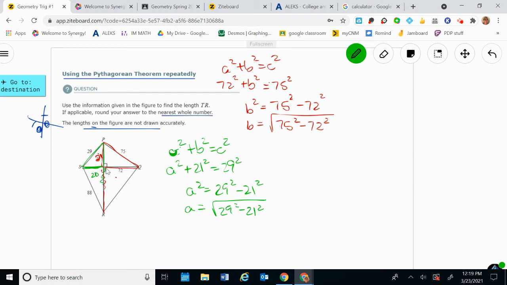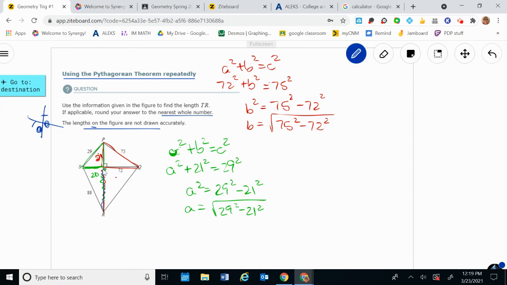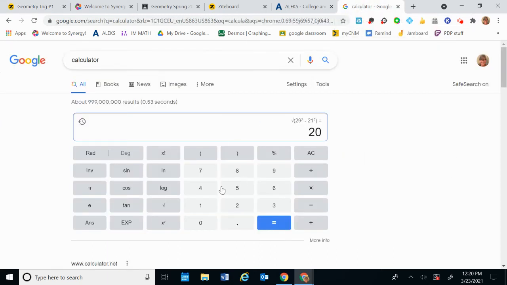Oh, look, you guys. Now I can figure out this side right here. Let me get a different color. I can now figure out this one because I have two sides of a right triangle. So again, a squared plus b squared equals c squared. I've got 20 squared plus b squared, which is the length I want, equals 88 squared. B squared equals 88 squared minus 20 squared, and b is equal to the square root of 88 squared minus 20 squared. There you go.